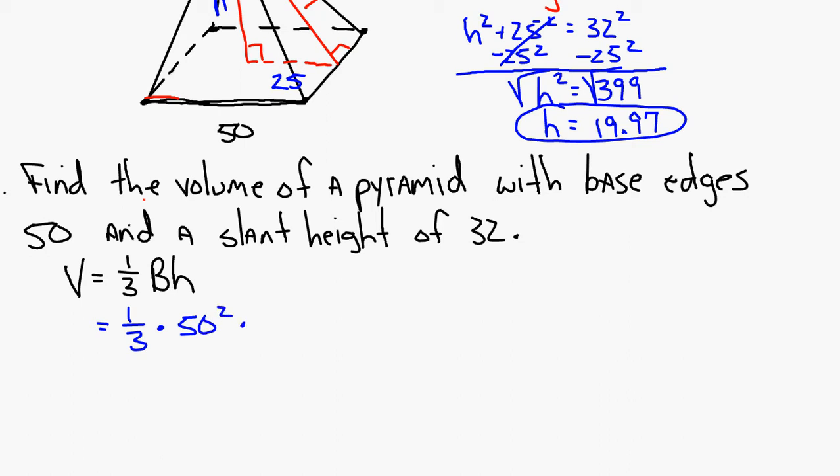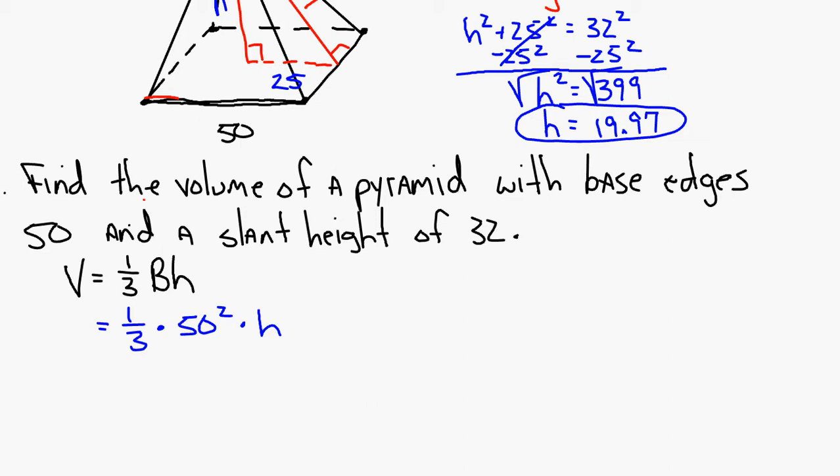Times my height, which is in my calculator. So what I would do now is, since this number's in your calculator and you've got the extra decimal places, then just do your multiplication now backwards.